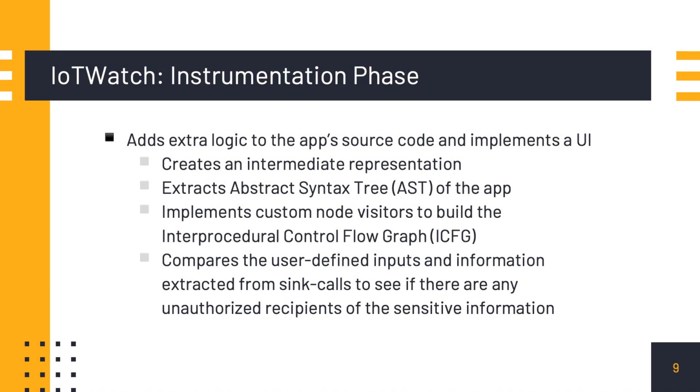At instrumentation time, it adds extra logic to the source code of the IoT application itself. It gathers the original source code through a series of steps. It first gets an intermediate representation, then extracts the abstract syntax tree of the app and implements custom node visitors to build the interprocedural control flow graph. Basically, they copy the source code from the original IoT application. Then they throw in their own bits of code to create the UI for the privacy application, and it defines the sink call. So whenever data is flowing out of the application, it recognizes those points within the original application and marks them.